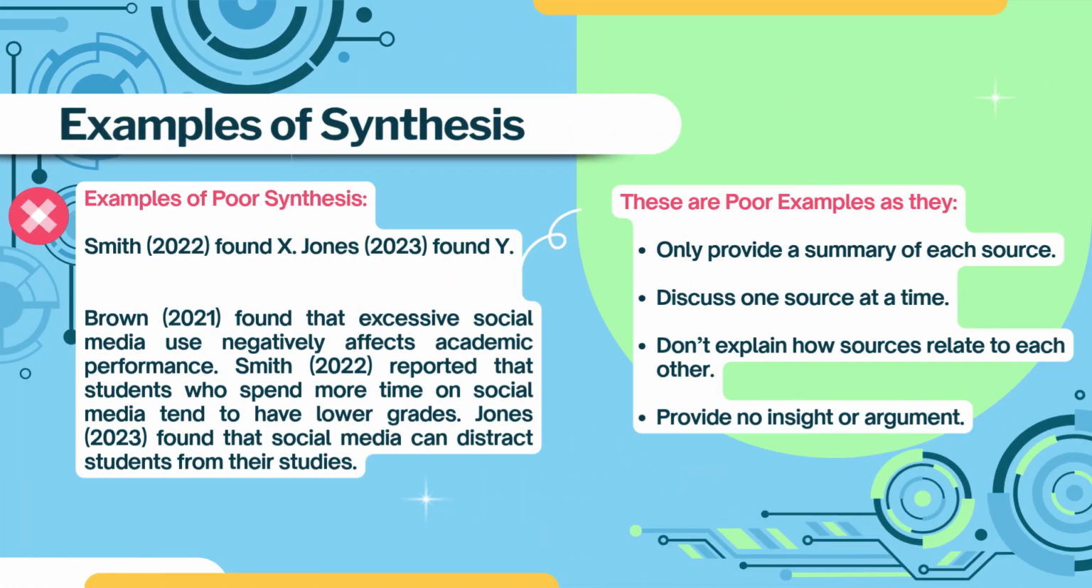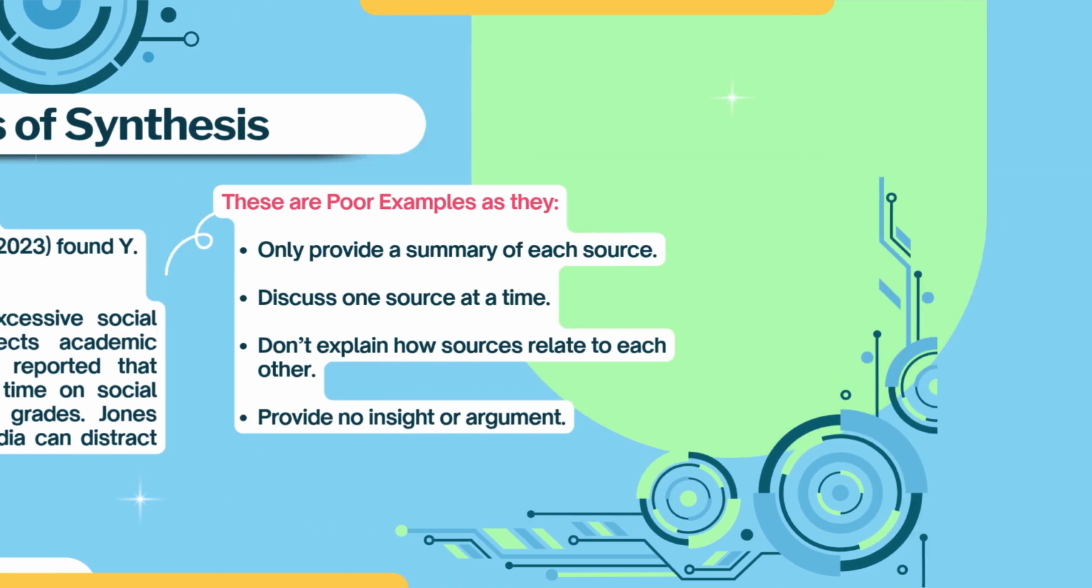Here we have two examples of poor synthesis. These are poor examples as they provide a summary of each source instead of using synthesis. The examples also only discuss one source at a time, don't explain how the sources or concepts relate to each other, and they provide no insight or argument.